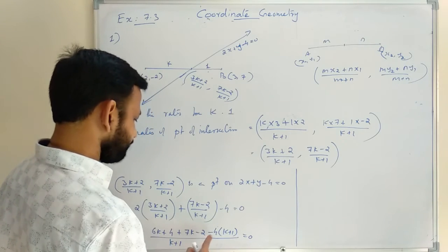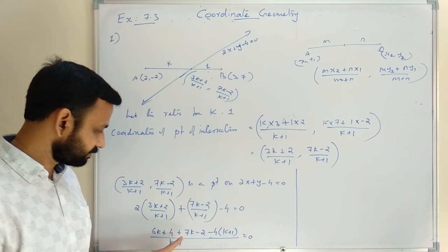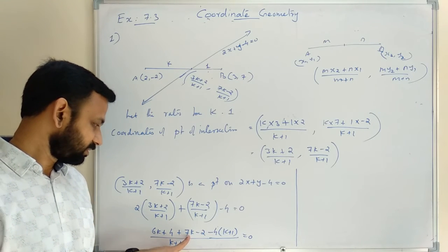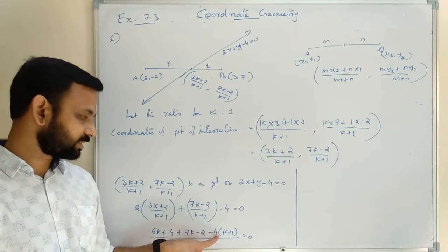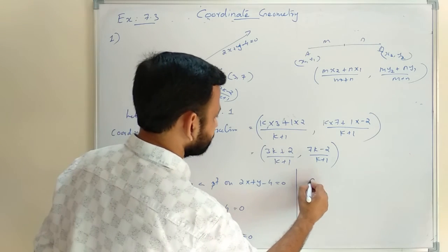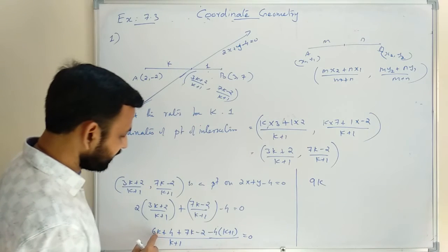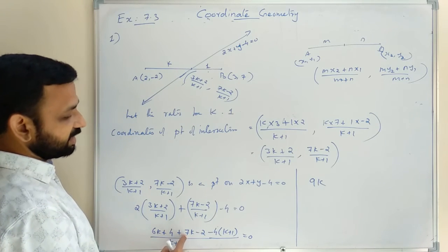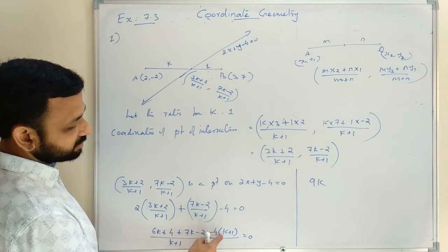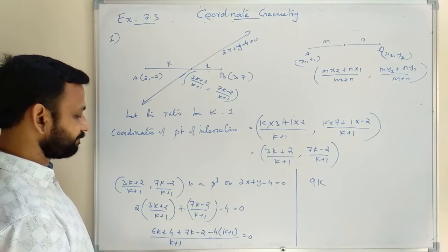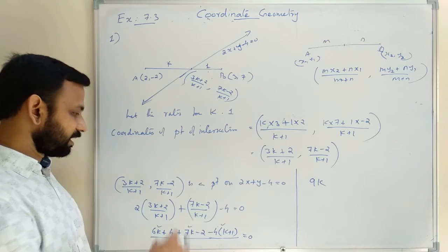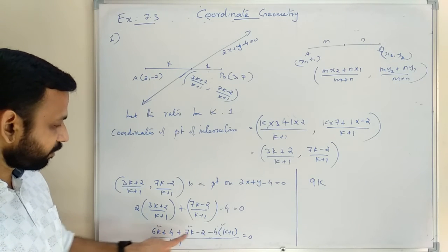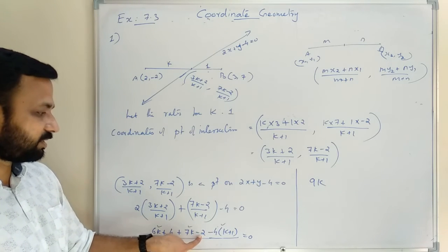So here 6k plus 7k, 13k, 13k minus 4k. So we will get 9k. Once again, 6k plus 7k, that is 13k. 13k minus 4k, that is 9k. So we have taken all the terms containing k. Then numbers 4 minus 2. 4 minus 2 is equal to 2.